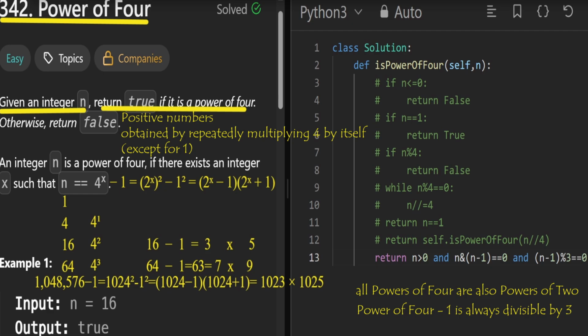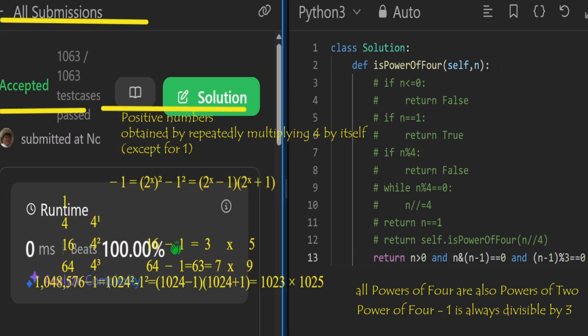Done. All wrapped up. It's time to smash the submit button. Moment of truth. Boom. Accepted. Perfect. And just like that, no loops, no recursion, just smart bitwise logic in constant time and constant space. So there you have it, 3 ways to solve Leetcode 342, Power of 4.